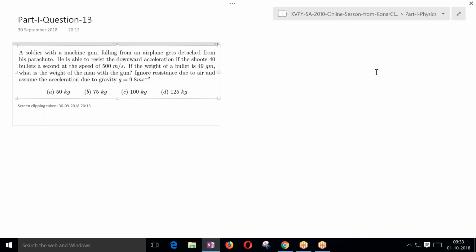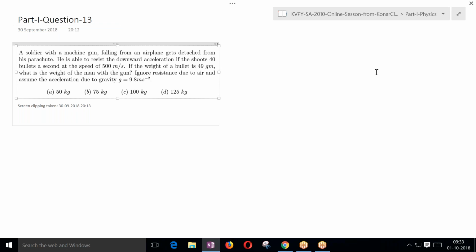Okay. So if you read the question, a soldier with a machine gun falling from an airplane gets detached from his parachute. He is able to resist the downward acceleration if he shoots 40 bullets a second at the speed of 500 meter per second. If the weight of the bullet is 49 gram, what is the weight of the man with the gun? Ignore resistance due to air and assume the acceleration due to gravity as 9 meter per second square.